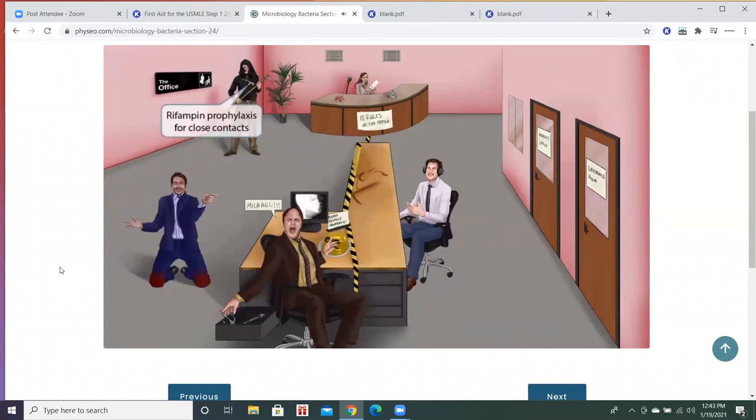contacts who've been exposed to the individual with meningitis. To help you remember this, we've shown Credence wearing a hoodie with a rifle that has a bayonet. We use this symbol in our Neisseria meningitis video, but recall that rifle sounds like rifampin, and the bayonet should make you think of close combat or close contacts. So rifle with bayonet for rifampin prophylaxis for close contacts.